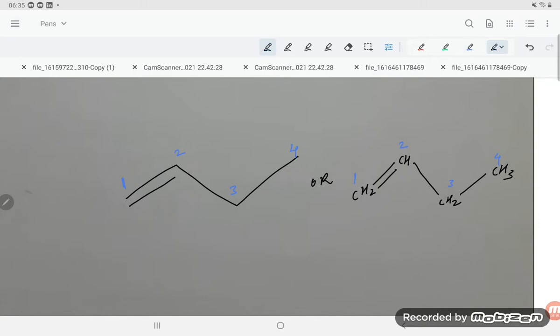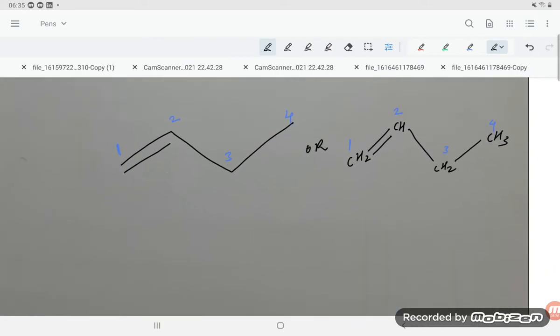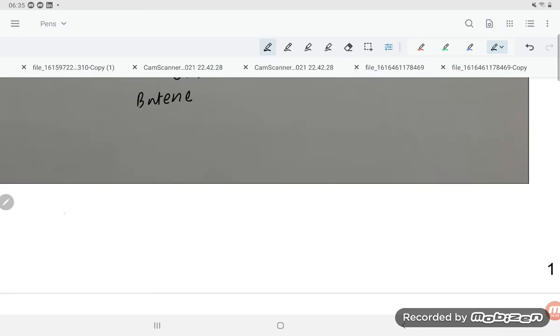To write the name, student, how can you write it? First of all, the formula says name of prefix, there is no prefix, so we start from the name of word root. 4 carbon is there: meth, eth, prop, but, and then first position 1-ene, but-1-ene. Or you can say, if the double bond is on the first position, you can write butene. Here also the same compound is there, butene. Let us have the next question, students. The next question is: 1, 2, 3, 4.